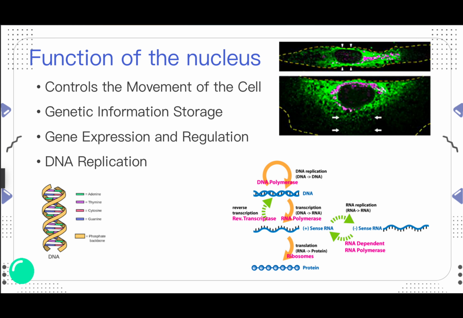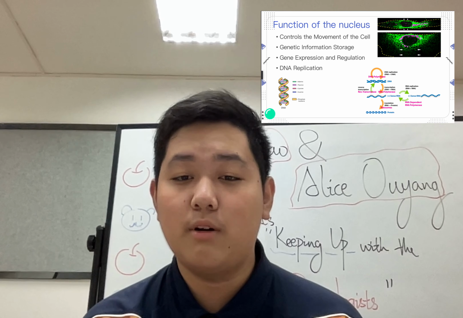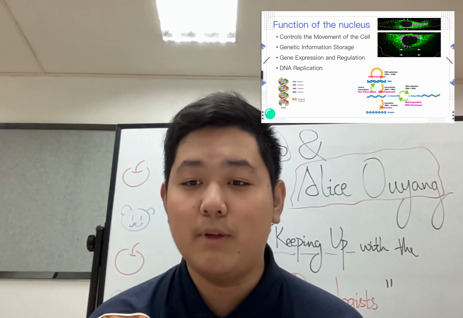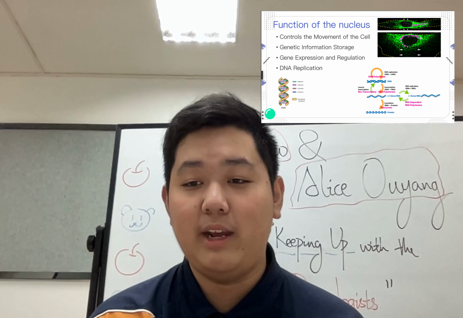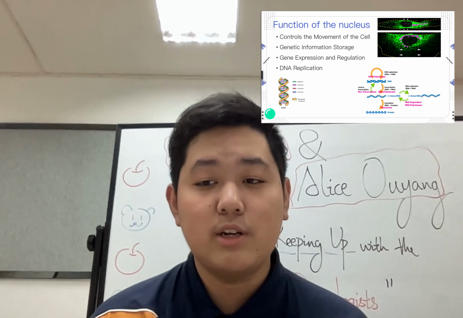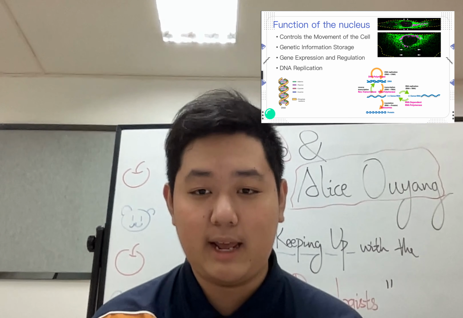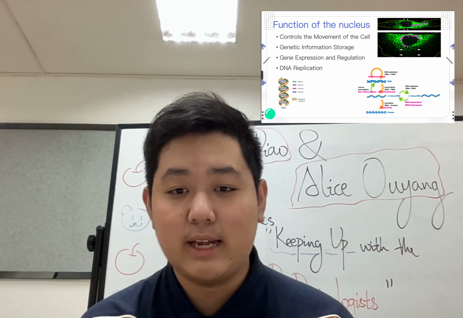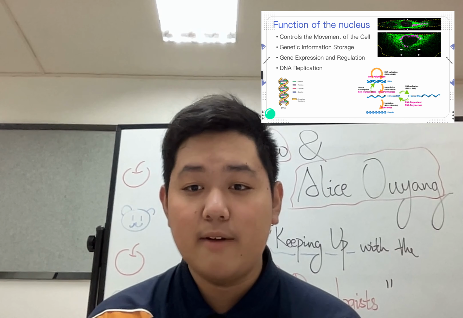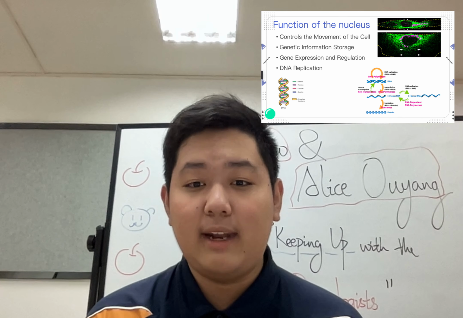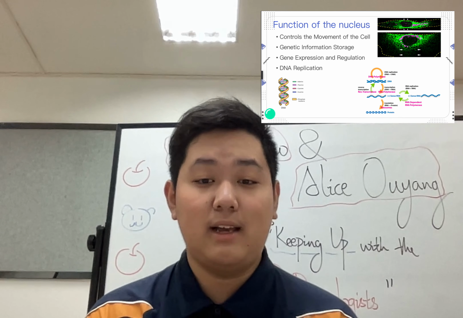And second is gene expression and regulation. The nucleus plays a crucial role in gene expression and regulation. It contains the transcriptional machinery, including RNA polymerase enzymes and transcription factors, which control the process of converting DNA into RNA. This RNA can be further processed and transported out of the nucleus for protein synthesis, which is translation, or can have other regulatory roles within the cell.